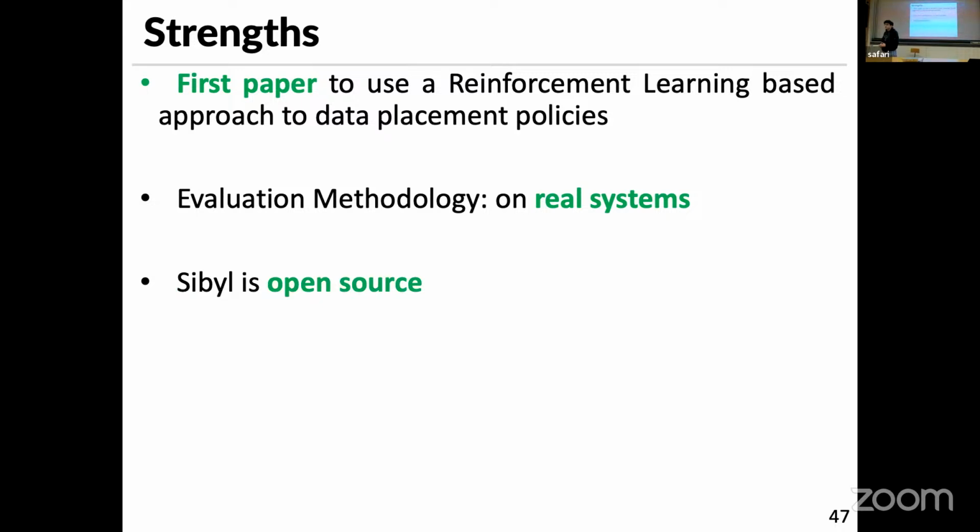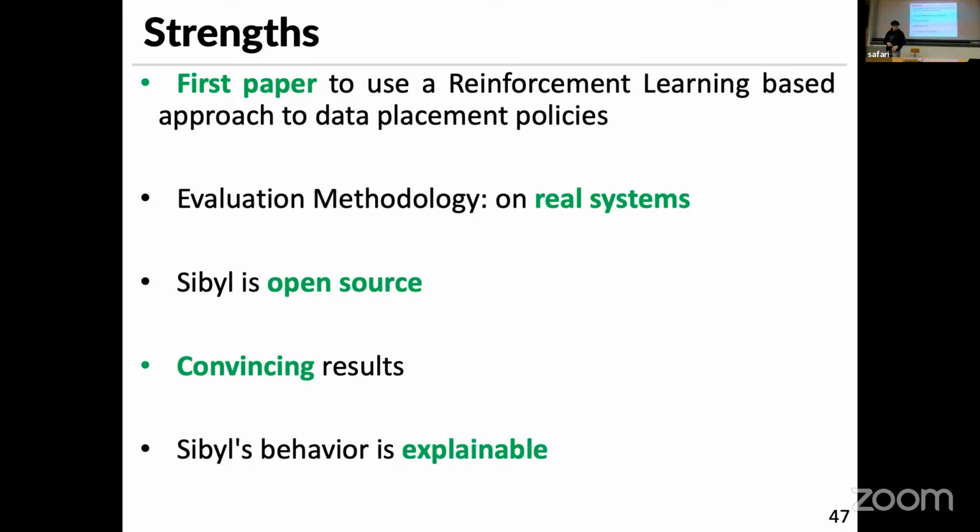Cibil is open source, which adds to the ease of implementation, and that's a very good design choice. And the results obviously are pretty convincing. So not only is Cibil a completely new way of approaching data placement policies for hybrid storage systems, but it also outperforms the state-of-the-art data placement policies.